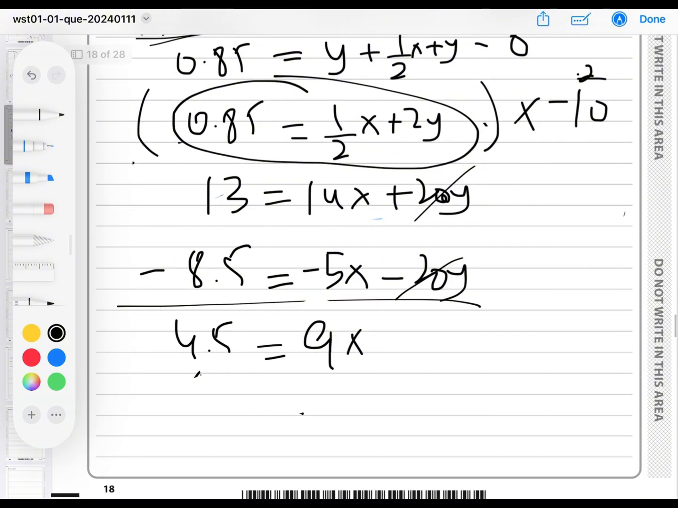Moving this 9 to the other side, 4.5 upon 9 equals x. 4.5 divided by 9 will give me 1 upon 2. So 0.5 is the answer.